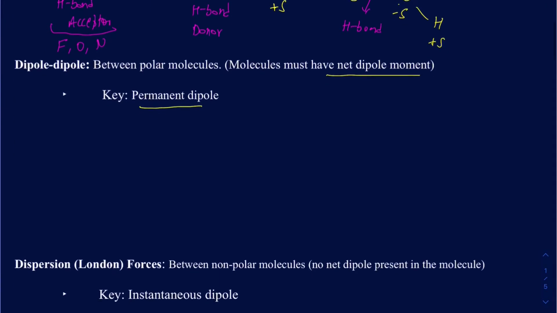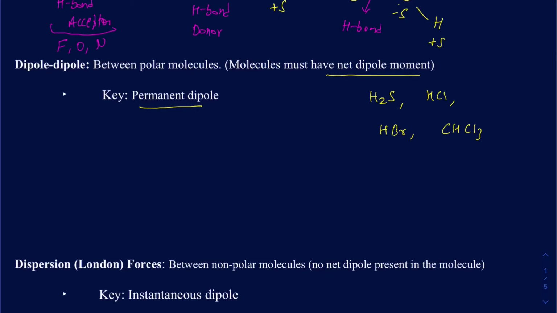Now, if I have a polar molecule, I can take some examples here. I can talk about H2S, I can talk about HCl, or HBr, or another molecule like CHCl3. As long as you have a net dipole in the molecule, it will have the potential to make a dipole-dipole interaction.